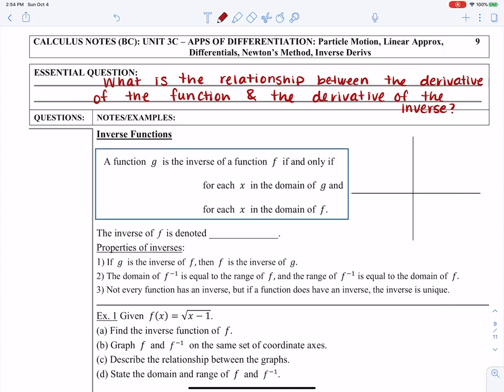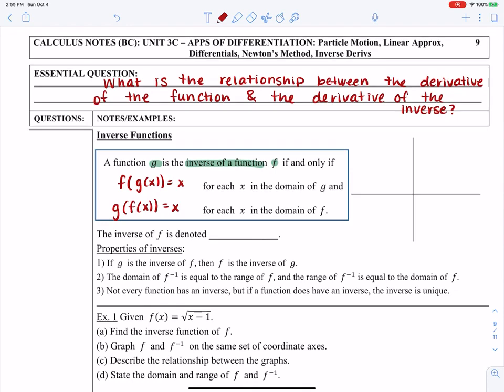So we're going to talk about the relationship between the derivative of a function and the derivative of an inverse. So let's revisit pre-cal. In pre-cal, we discovered that a function g is the inverse of a function f if and only if the following is true: f of g of x is equal to x and g of f of x is equal to x. That has to be true for every value of x in the domain of g and every value of x in the domain of f.